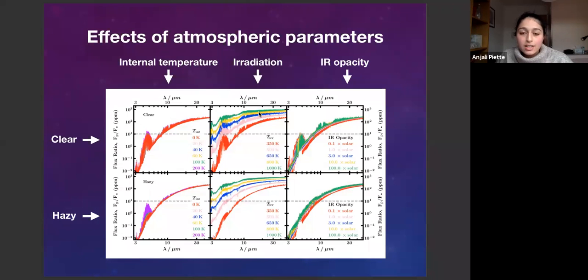The irradiation, as expected, does have a huge effect, and that's something that we can see. We can see that difference in the photospheric temperature. And with the infrared opacity, as I mentioned, the temperature of the photosphere doesn't differ very much between these different models. So although the shapes of the features will be different, the overall level of that thermal emission is actually quite similar between the different cases.